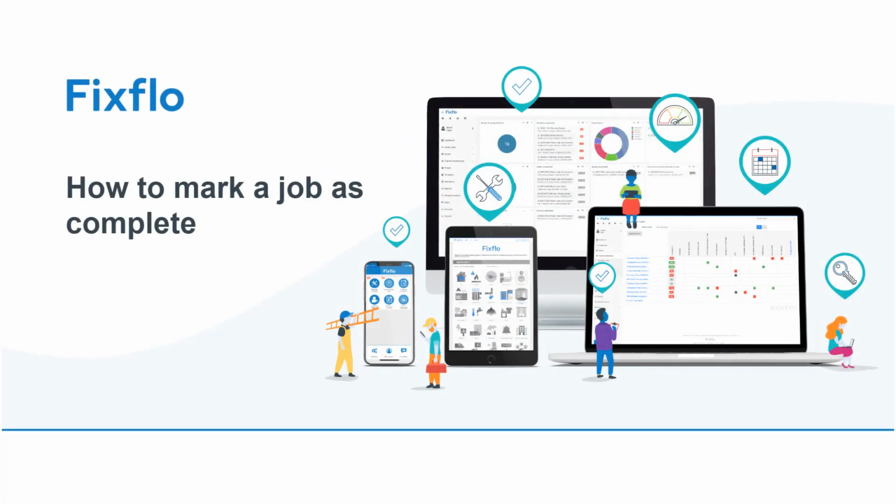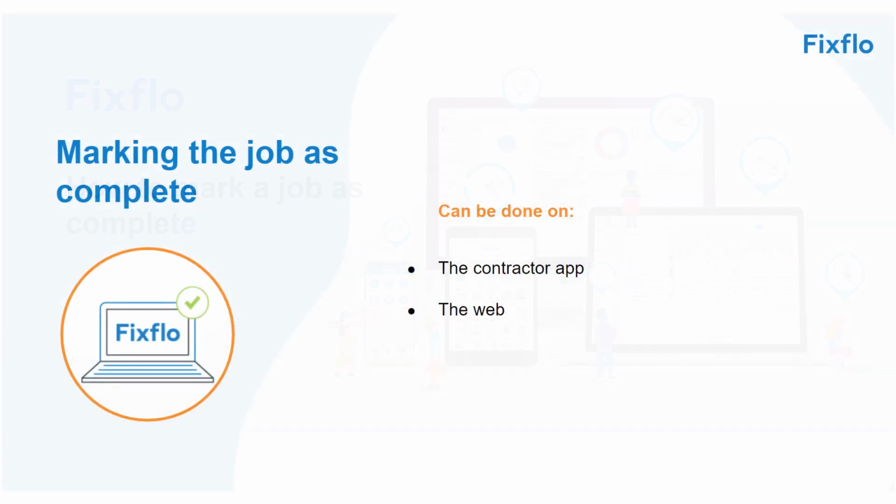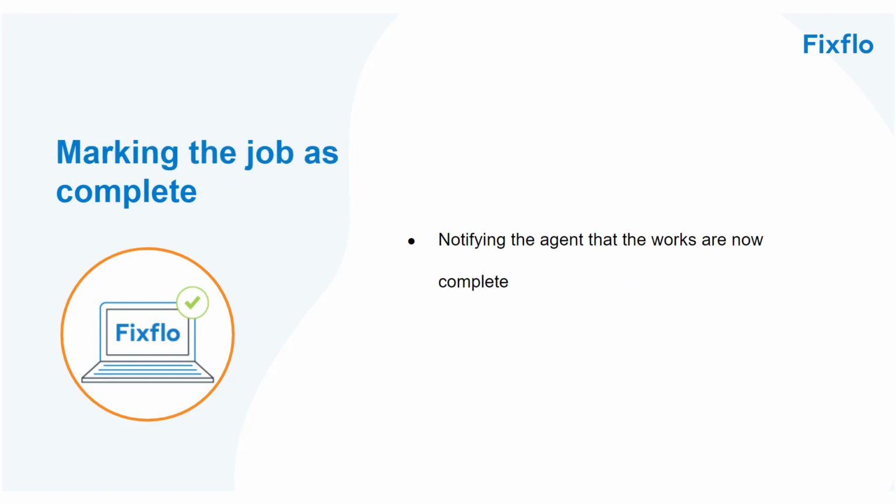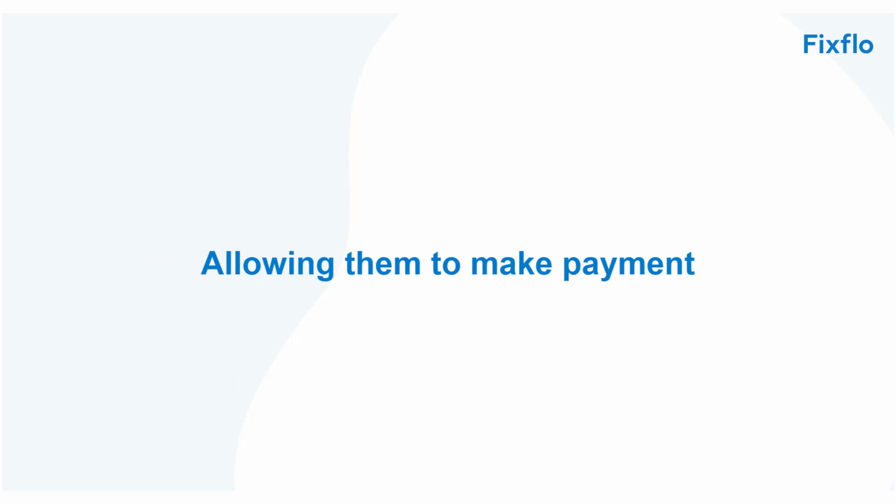This video will show you how, as a contractor, you can mark a job as complete on Fixflo, both on the app and on the web. Once you have completed the works at a property, it is important that you log onto Fixflo and mark the job as complete. By doing this, you'll be notifying the agent that the works are now completed, allowing them to make payment. Let's start by looking at doing this on the Contractor app.